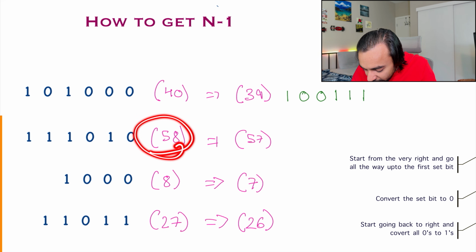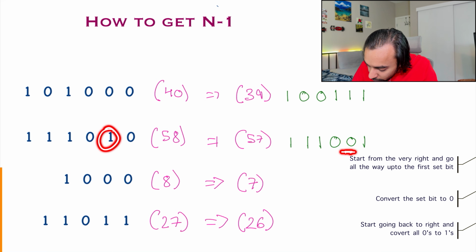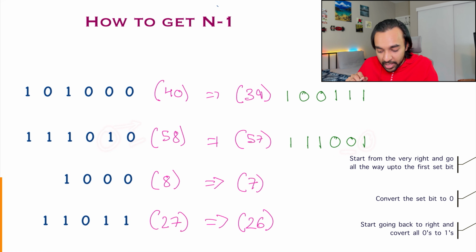Let us look at 58 now. Follow the same technique. Start from the very right. Start going left until you find a 1. You found it. Convert it to 0. Go back and convert all the remaining elements to 1. So this will translate to 1, 1, 1, 0, 0 and a 1. Notice this got converted to 0 and all the remaining numbers got converted to 1.